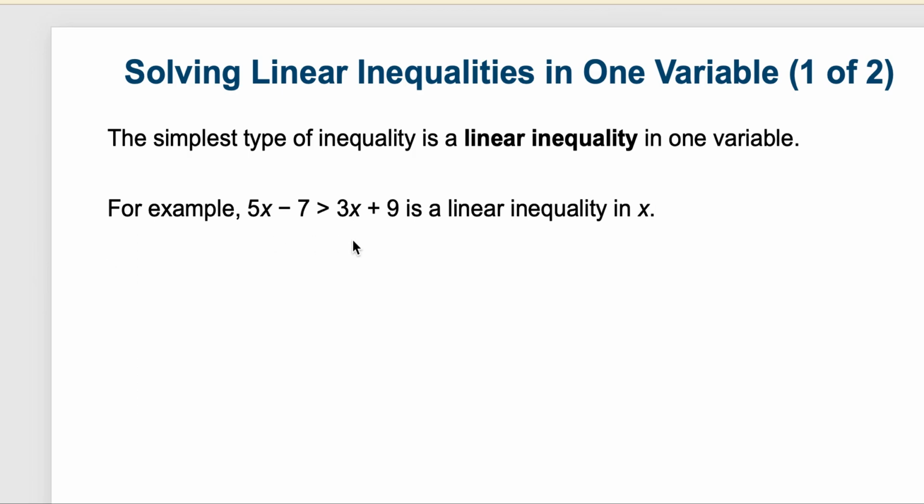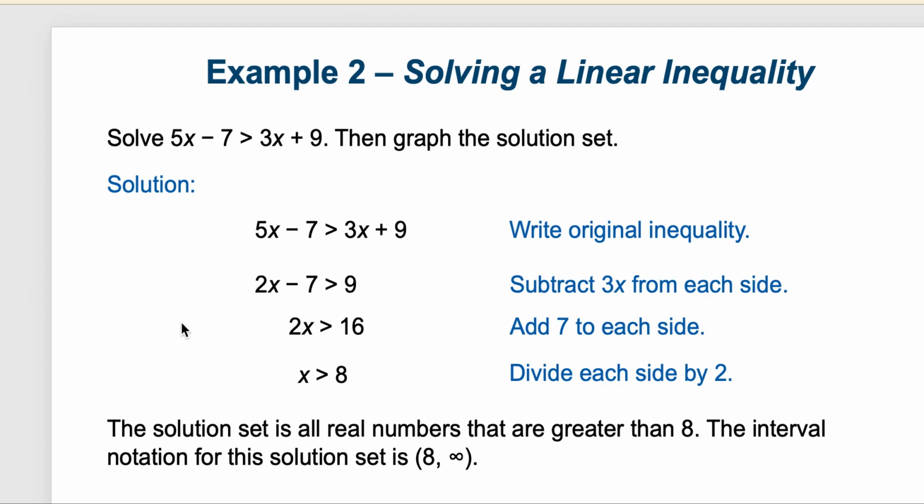So take a look at this linear inequality. The simplest type of inequality is a linear inequality in one variable. So this is an example of that. We have one variable which is x, and it's a linear inequality. Now let's look at the steps of solving a linear inequality. We start with writing the original inequality, and next our goal is to isolate the x, right? You can see we have x on the left hand side and the right hand side. So our goal is to bring all the x's together.